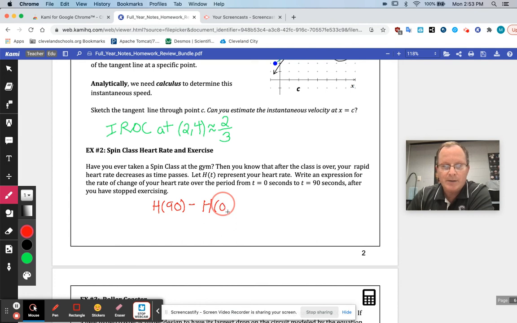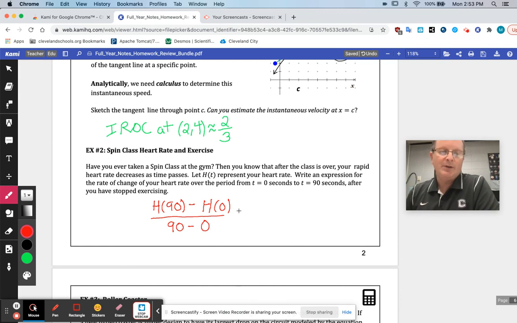Okay, so that is the change in your heart rate, but it's over time, literally over time. And that time, of course, was 90 seconds, but just to be consistent, I'll put 90 minus 0. And then they do one additional step, but you don't have to, where you just say that it's 90 on the bottom. So if you want to, we'll do that, and then we are done with example 2.